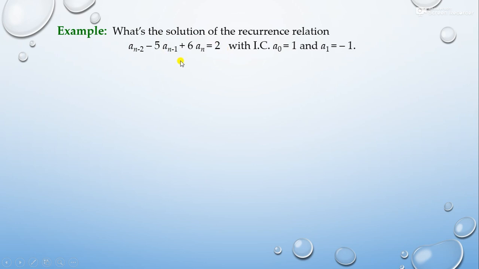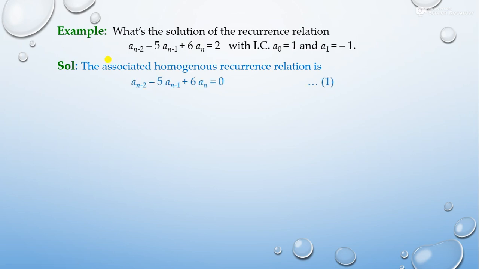So our first step is that we assume this is the homogeneous recurrence relation. So from this we associate a homogeneous recurrence relation. Our homogeneous recurrence relation is an minus 2 minus 5 an minus 1 plus 6 an is equal to 0, meaning when we put our fn equal to 0, it becomes the homogeneous recurrence relation. Now we find our homogeneous solution.